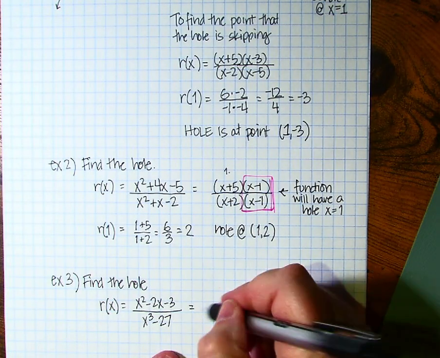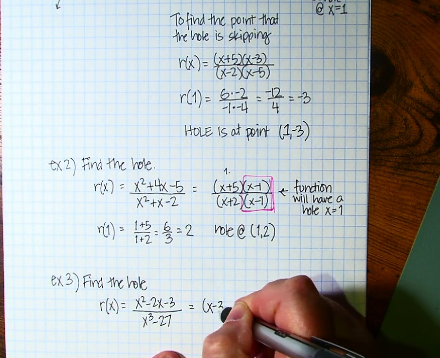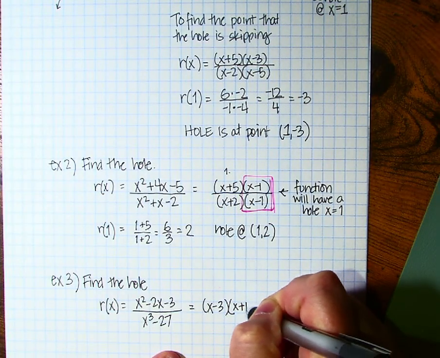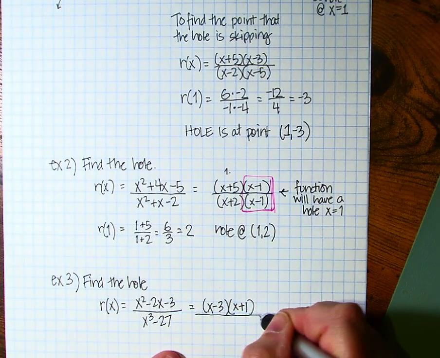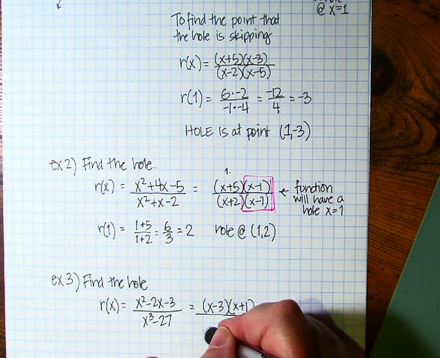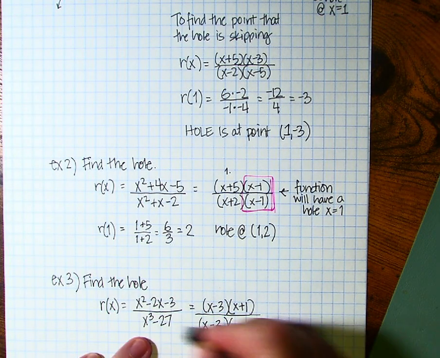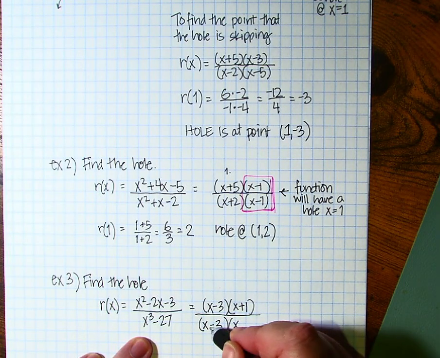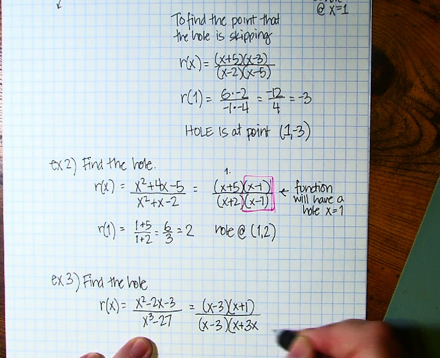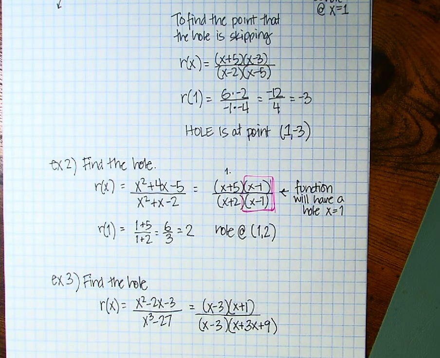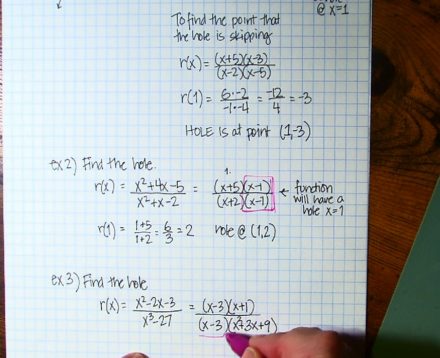So when we factor this, the numerator factors into an x minus 3, x plus 1. In the denominator, we need to recognize this as the difference of cubes. So the cube root of x cubed is x. The cube root of a negative 27 is a negative 3. And then I'm left with the square. All right. Opposite sign. Multiply the two together, 3x. Always positive that last bit. And a squared there is 9. So that'll be x squared plus 3x plus 9.